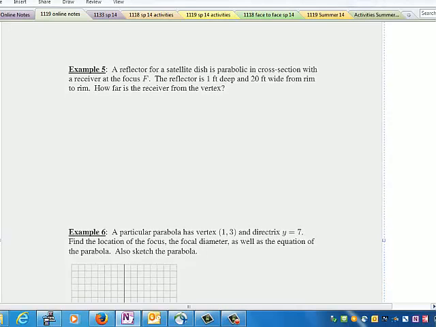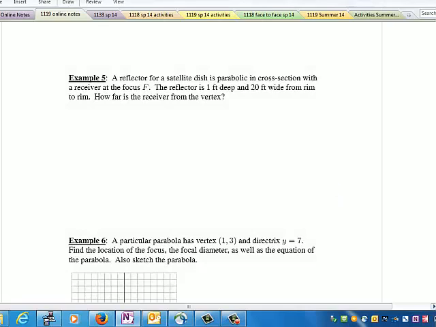In example 5, we're given a description of a satellite dish that is parabolic in cross-section, and it says the receiver is at the focus. The other information given is that the reflector is 1 foot deep and 20 feet wide from rim to rim. So we can set up a coordinate system and try to get an equation for this parabola, that's the cross-section of this satellite dish.